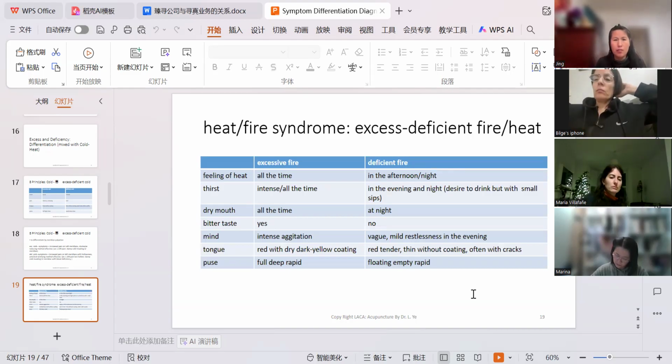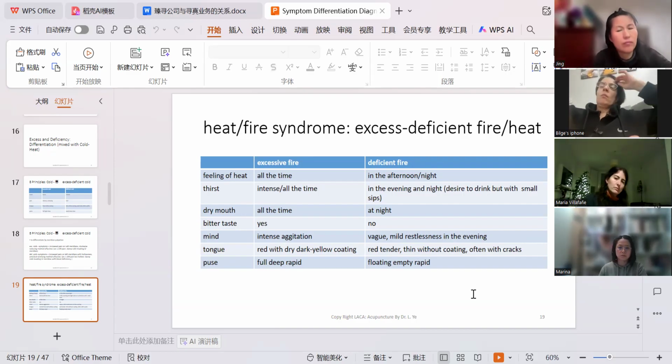So excess and deficient heat are the same thing. Excess heat means something very strong coming from outside, very strong excess. And deficient fire indicates not a real fire, but yin deficiency.